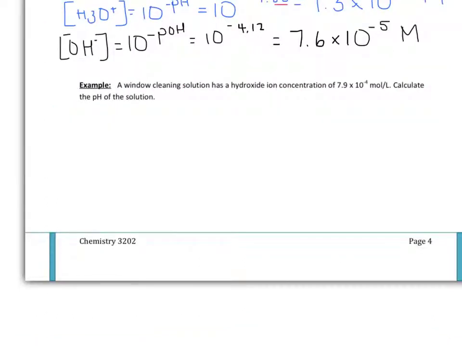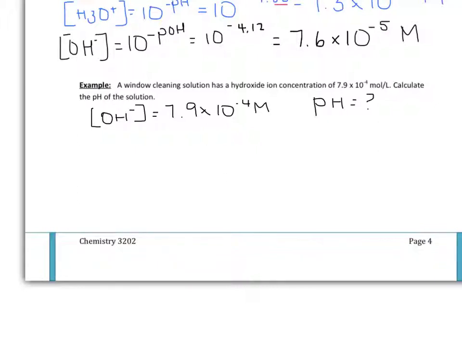Let's try one last example. A window cleaning solution has a hydroxide ion concentration of 7.9 times 10 to the negative 4 molar. Calculate the pH of the solution. If you have written out the 5 equations that we've been introduced to in this topic, or if you're just familiar with them at this point, you should realize that there's no one equation that links pH to the hydroxide ion concentration. You should also know that there are multiple paths that you can take to get to a final answer.